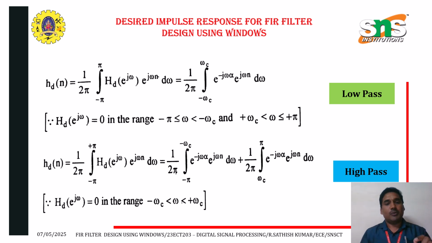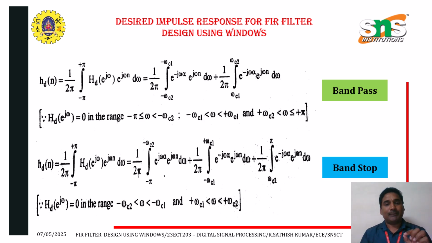See, limits for low pass filter can vary from minus omega c to plus omega c. Hd of e power j omega can be defined as e power minus j omega alpha. Right? In case of high pass, the limits will vary from minus pi to minus omega c, and omega c to pi. Therefore, 1 by 2 pi integral from minus pi to minus omega c of e power minus j omega alpha e power j omega n d omega, plus 1 by 2 pi integral from omega c to pi of e power minus j omega alpha e power j omega n d omega.